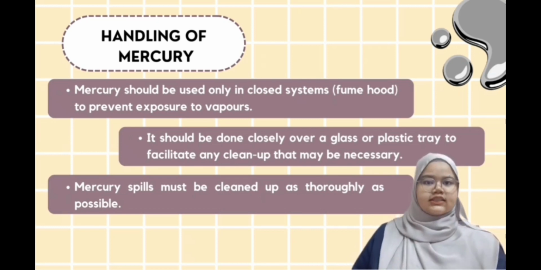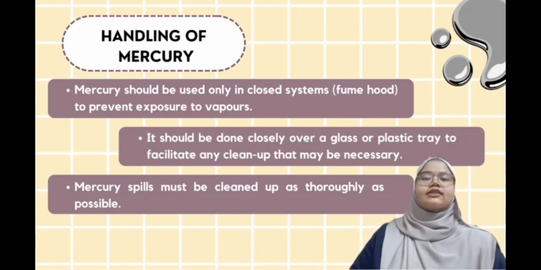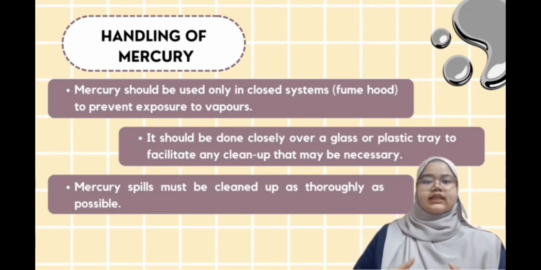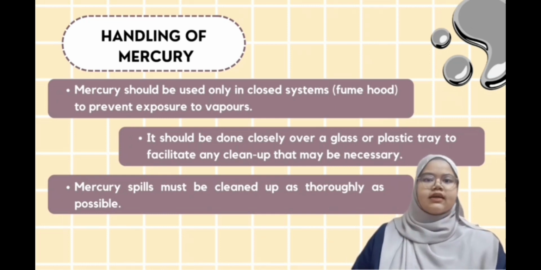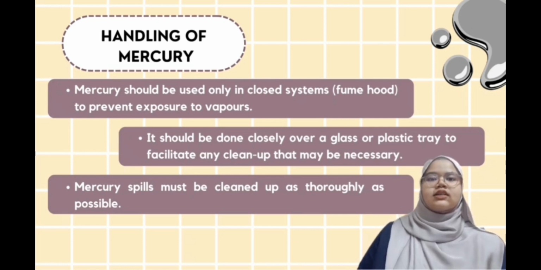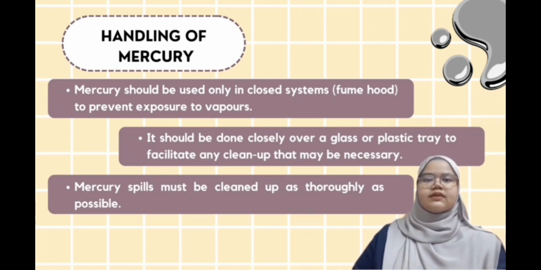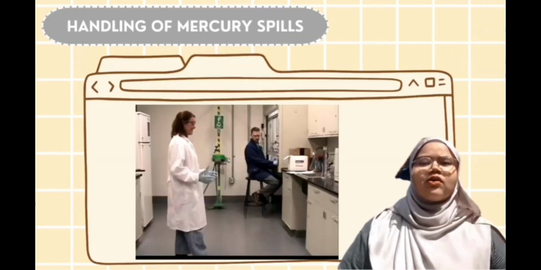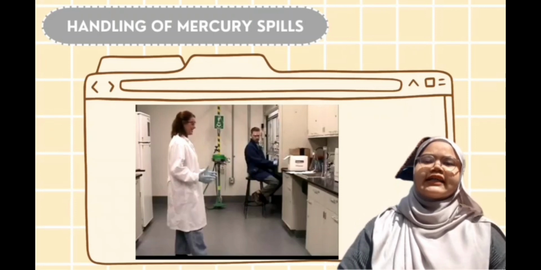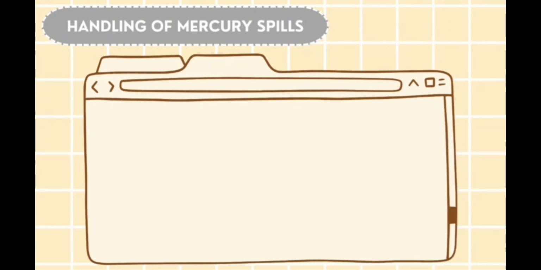When mercury is handled, especially when transferring it to another container, it should be done closely over a glass or plastic tray to facilitate any cleanup that may be necessary. Mercury spills must be cleaned up as thoroughly as possible to reduce the long-term presence of mercury vapors in the preparation area or the laboratory. Now, let's watch a video to get a better understanding on how to handle mercury spills in laboratory.